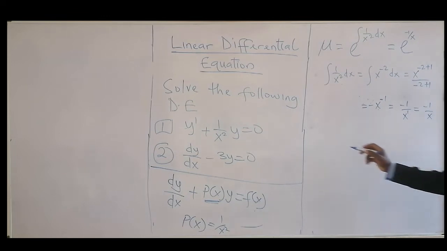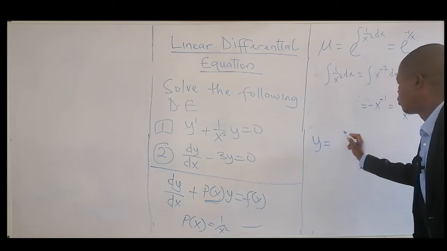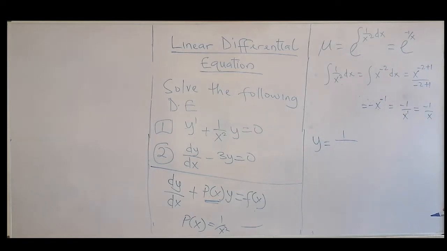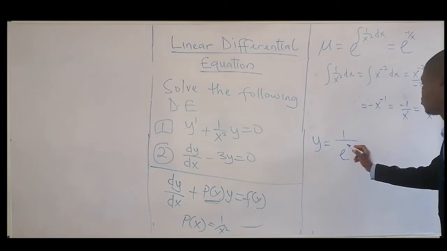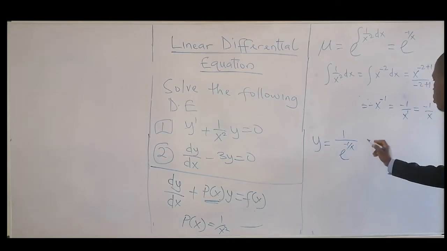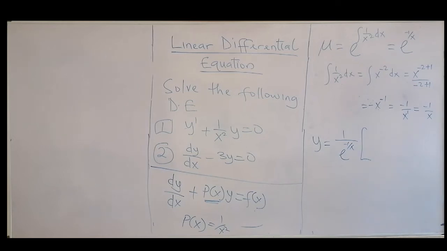So then the general solution will be equal to 1 over the integral factor, which is e to the minus 1 over x. Open your brackets.